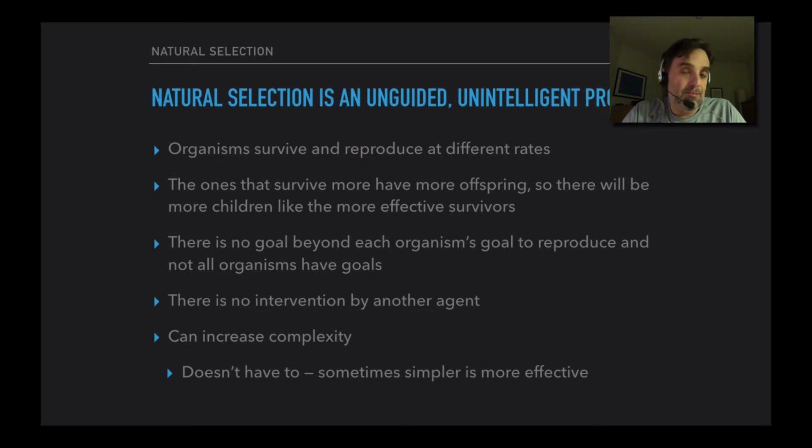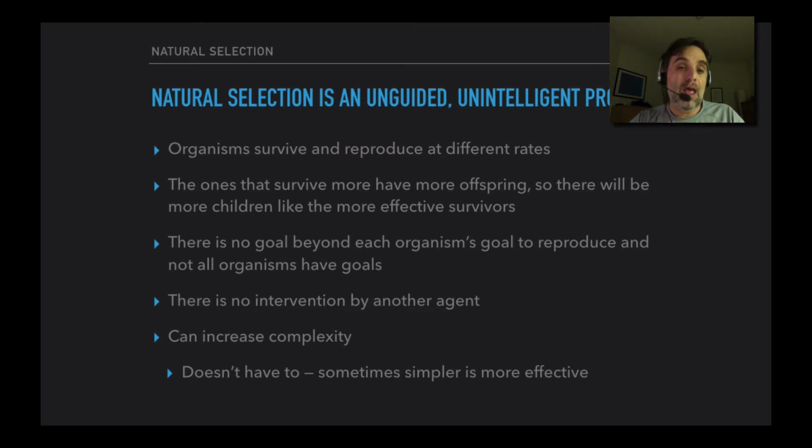Maybe each organism has a goal to reproduce, like maybe lots of animals have a goal to reproduce, but not all organisms have goals. Bacteria don't have minds at all. They don't have goals. Plants don't have minds. They don't have goals. There's no intervention by any outside agent guiding the process. It's just some of them survive more, some of them survive less. Those features spread, and then mutation produces new features that then some of which spread because they help the animal to survive.